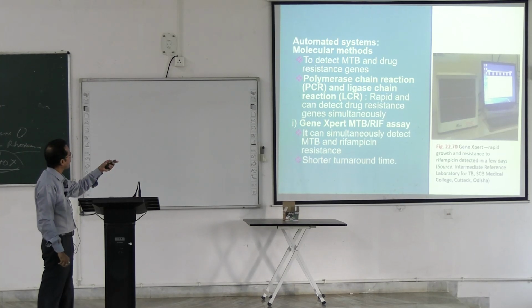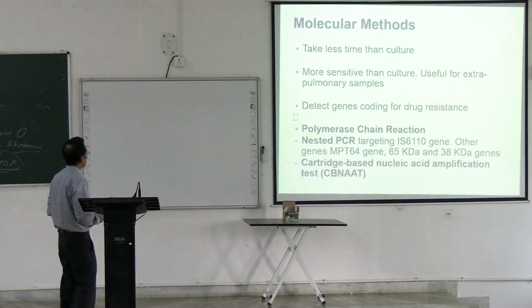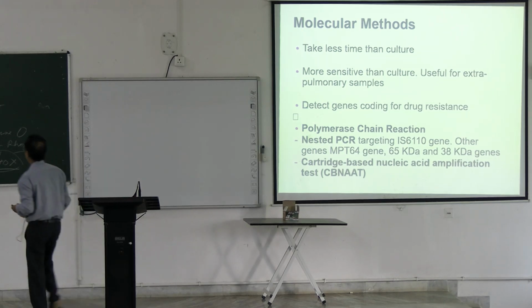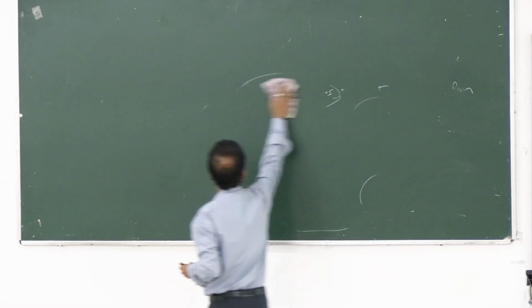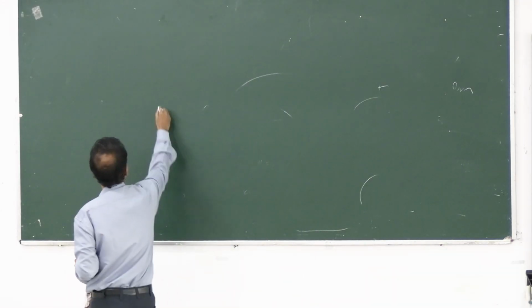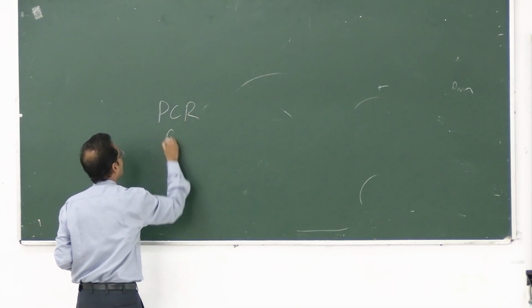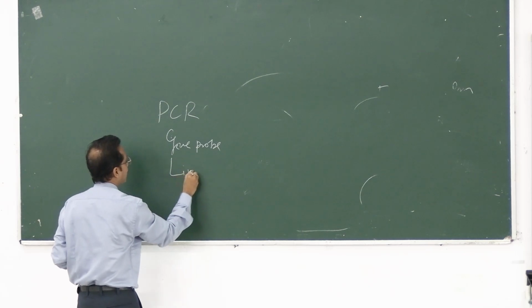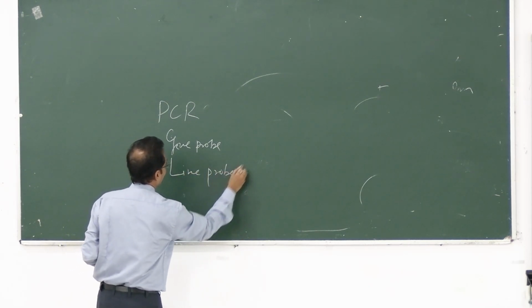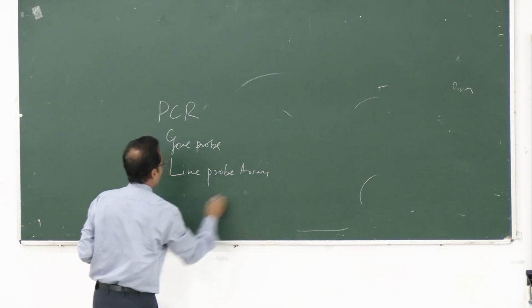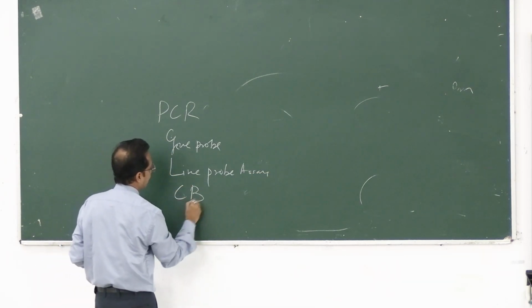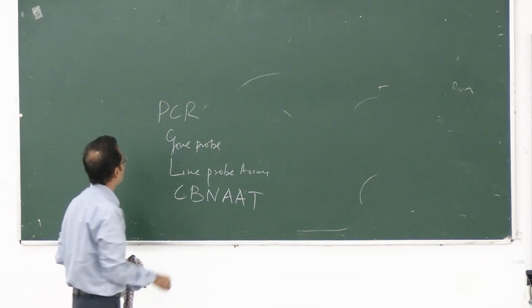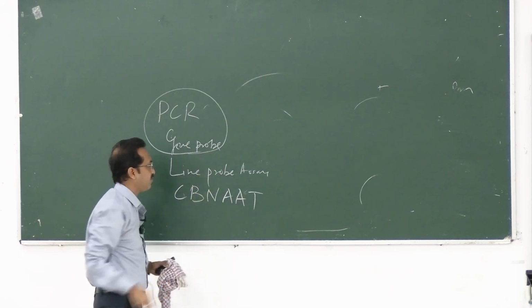Now PCR and the molecular methods. What are the molecular methods you can do? One is PCR, gene probe, line probe assay, and what is commonly done is CBNAAT. So the first two are not regularly done nowadays.